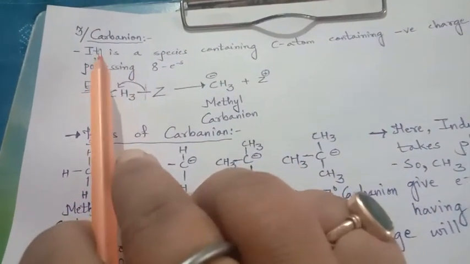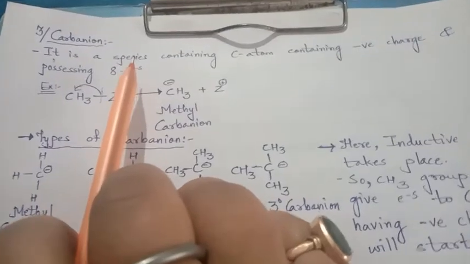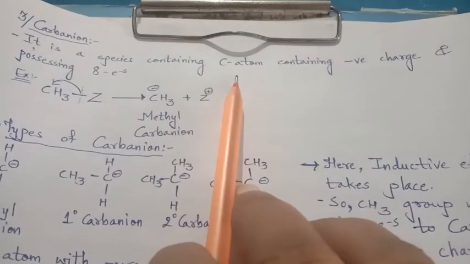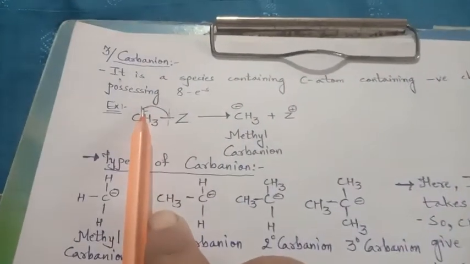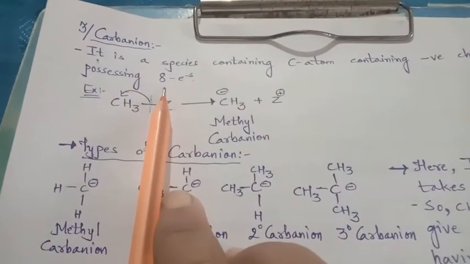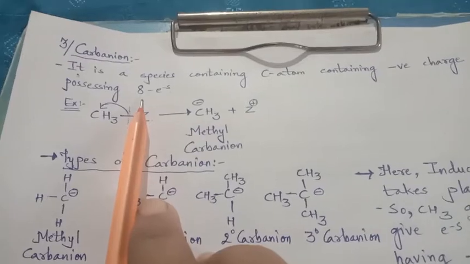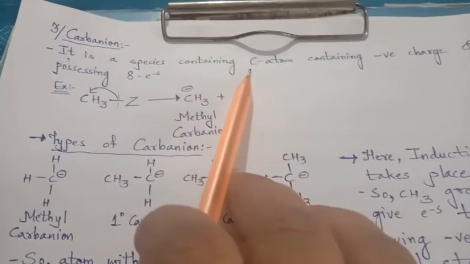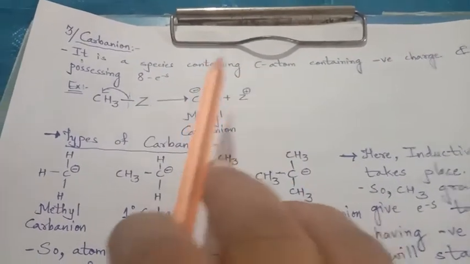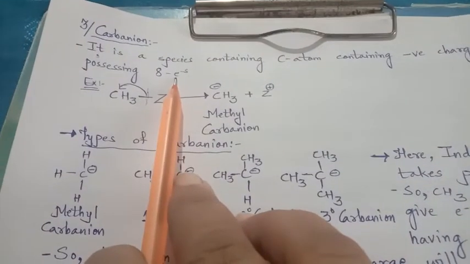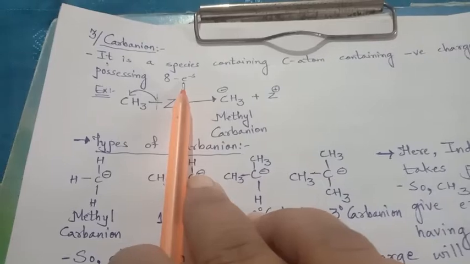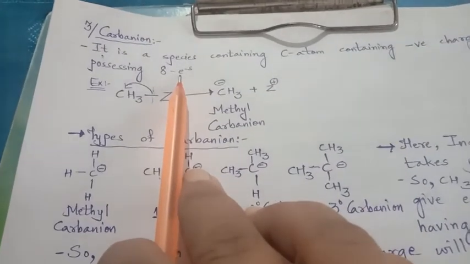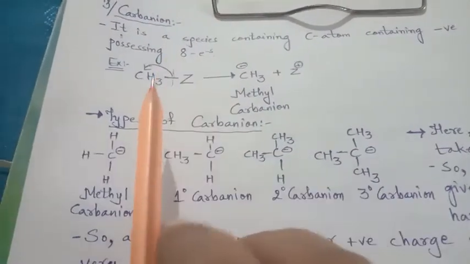So, carbanion is the species which contains a carbon atom carrying a negative charge and possessing 8 electrons. So, the species containing carbon, where carbon has a negative charge and also 8 electrons, that particular carbon is called carbanion. See, here is an example.